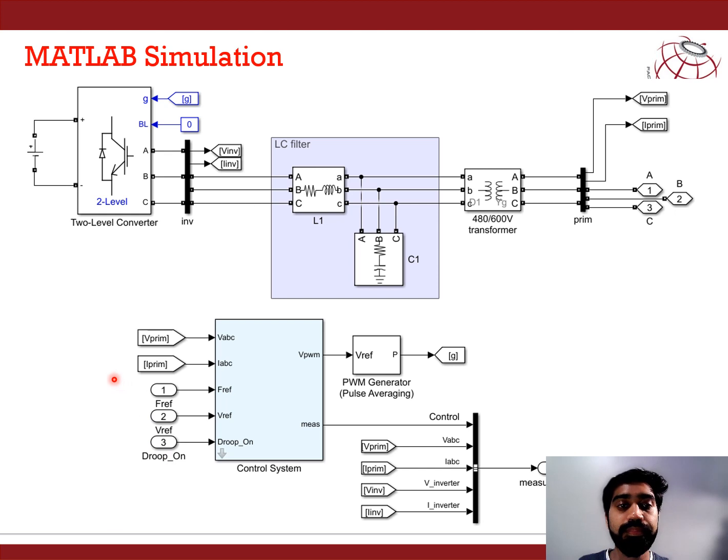In the block diagram of the 2.5 megawatt wind farm, this is a submodel of that wind farm. There is a two-level converter which is connected with the LC filter, and that is connected with the transformer, which is 480 volts on the primary side and 600 volts on the secondary side. The gate pulse of the two-level converter is given by this control system. We are converting ABC grid voltage to DQ reference voltage, and from that PI controller we are supplying gate pulses to this two-level converter for controlling the frequency of the grid.